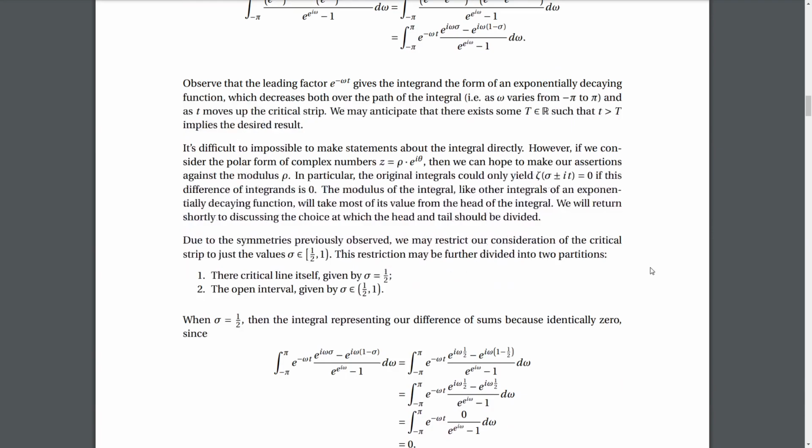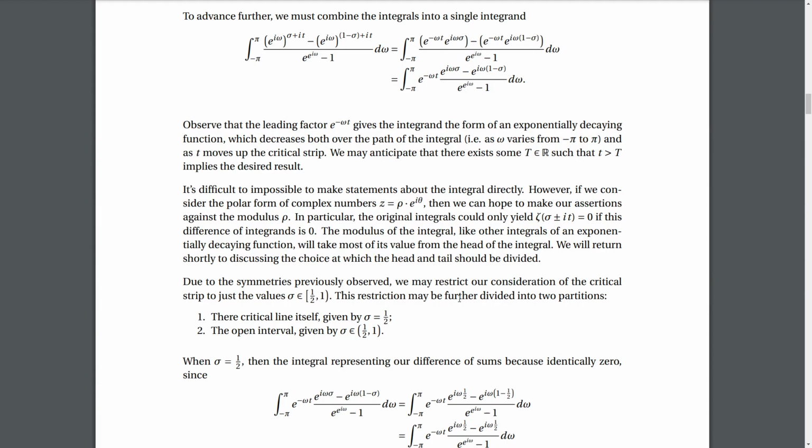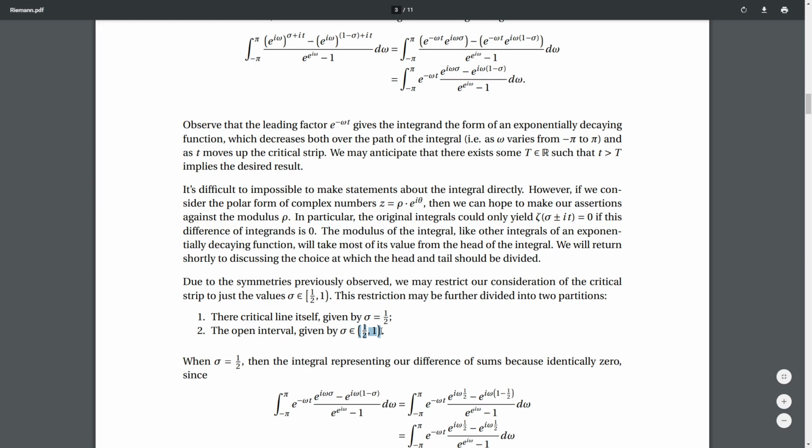Okay, so we're going to split this problem up into the critical line and then everything else in the critical strip. But we're going to break it up in half. We're only going to consider between 1/2 and 1, because it has that reflexive symmetry about the critical line, where if you find a zero off the critical line to the right of it, then you've automatically found the one that complements it at 1 minus sigma. So it's enough to just consider sigma between 1/2 and 1.